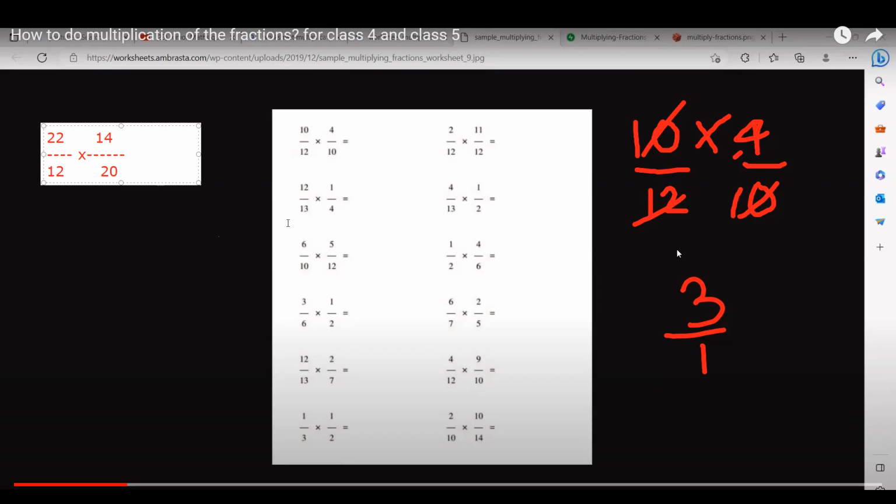Only Yashika will tell me. Yes, Yashika, tell me. Ma'am, I cannot divide 77 and 60 with only one number. No, you don't have to divide it with only one number. Divide 77 with 60. Divide 60 and 77.